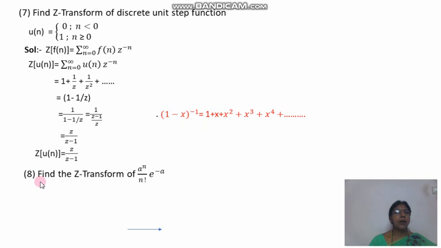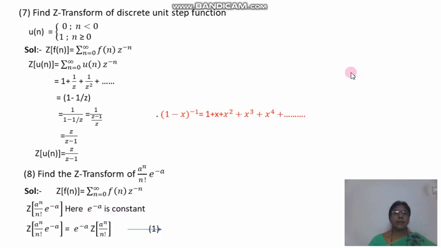Okay, now we see the next problem. Find the z transform of a power n by n factorial e power minus a. What is the definition? Z of f of n is equal to sigma n is equal to 0 to infinity f of n z power minus n. We need the z transform of this function. So write z of a power n by n factorial e power minus a. Here e power minus a is constant.